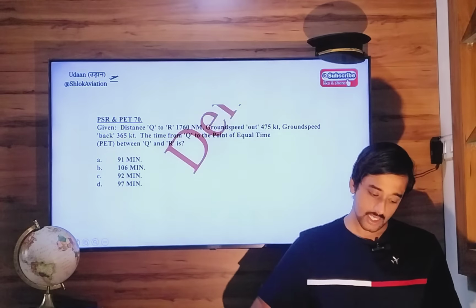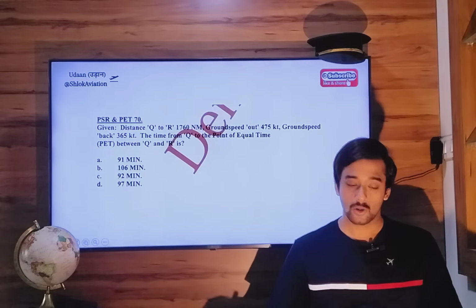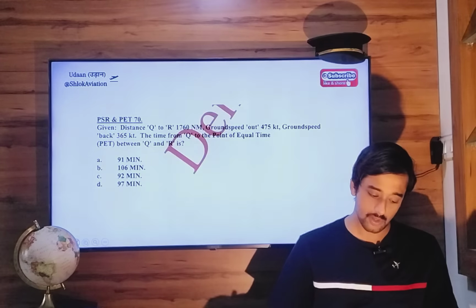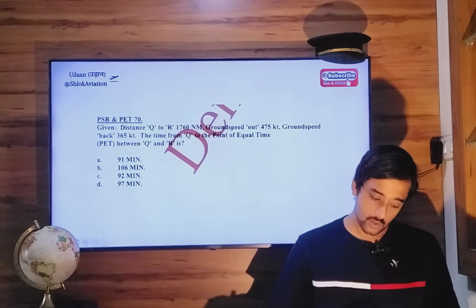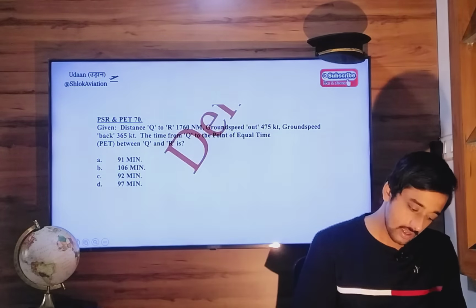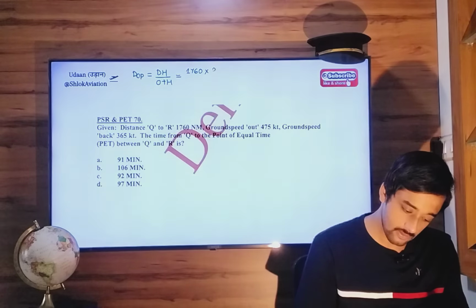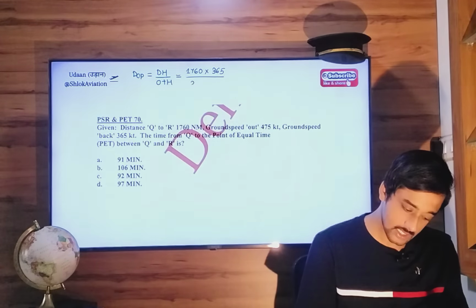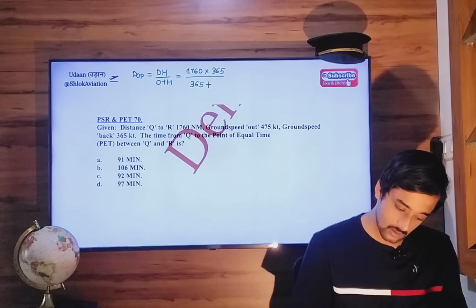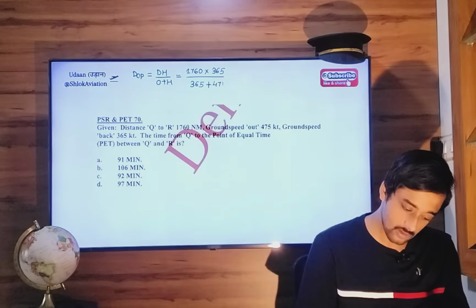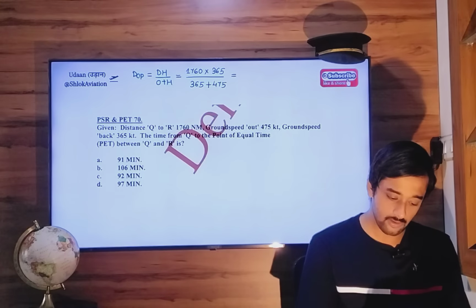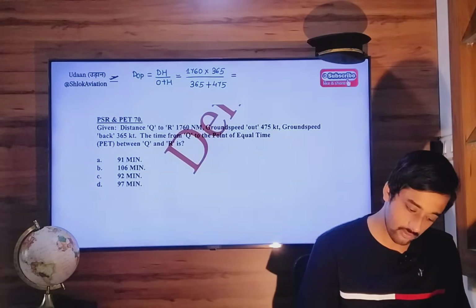70. Distance Q to R 1760, outbound speed 475, homebound speed 365. What is the time to the point of equal time? Now distance to point of equal time is D into H divided by O plus H. So D 1760, H 365, divided by 365 plus 475. 365 plus 475 is 840.